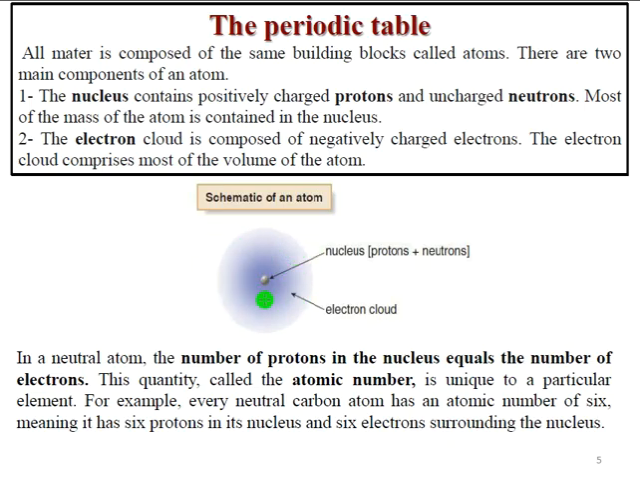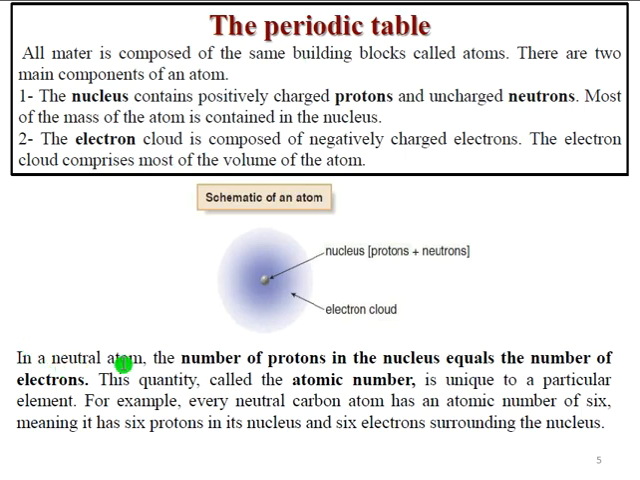A cloud means hazy. This cloud contains the electrons, which are negatively charged. The electron cloud comprises most of the volume of the atom. That means more electrons, and the atom will be bigger.